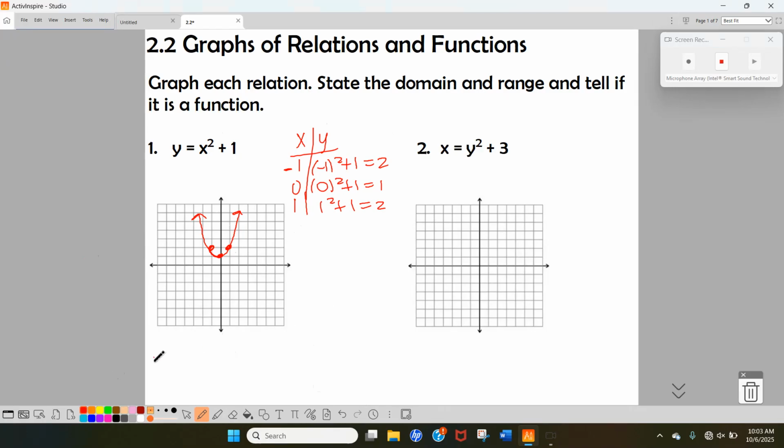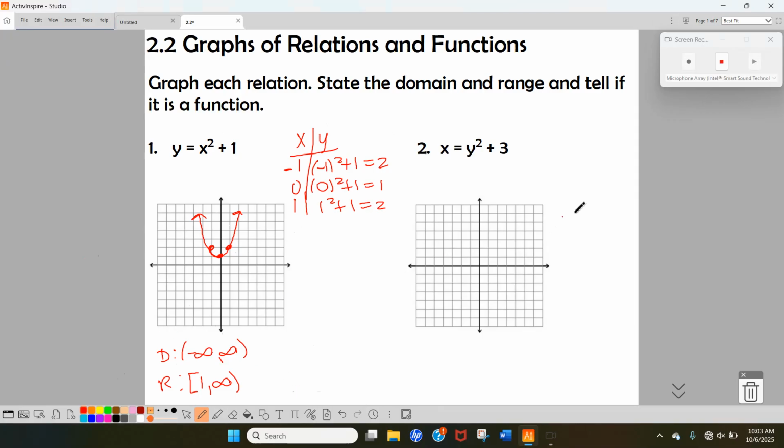All right, so the domain is all real numbers. We can go all the way left, all the way right eventually as we go up. The range is going to start at 1 and then go up from there. So 1 to infinity. And we put a bracket on the 1 because there's a point at 1.